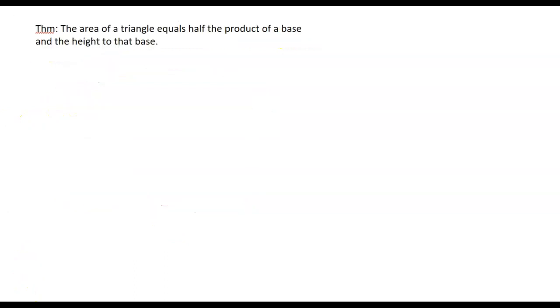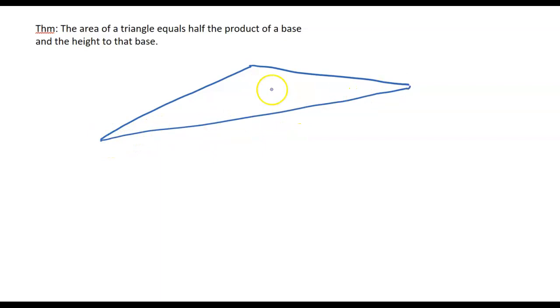All right, now the area of a triangle equals half the product of a base and the height to that base. And why is that? Well, if I draw any random triangle, I can always create a parallelogram out of that triangle. And since the area of a parallelogram is one base times the height, the area of a triangle is half the area of the parallelogram.